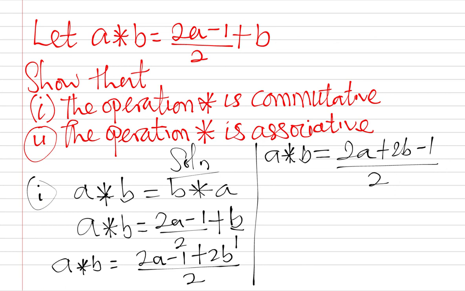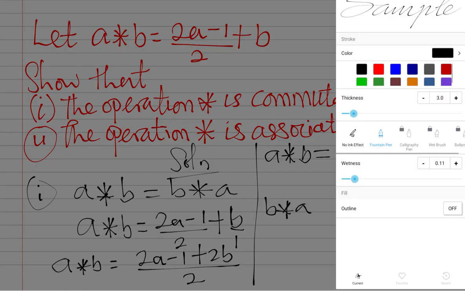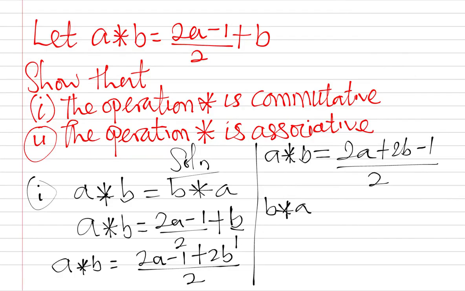Now let's do B star A. B star A means anywhere I see A in this equation, I'll put B, just like the way we did before. And anywhere I see B, I'll put A. What this is saying is, if I do this, will I still get this type of equation? Now let's see. Instead of A, I'll now have B, plus 2. Instead of B, I'll now have A, then minus 1 all over 2.